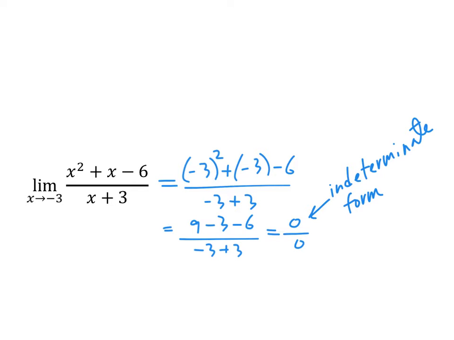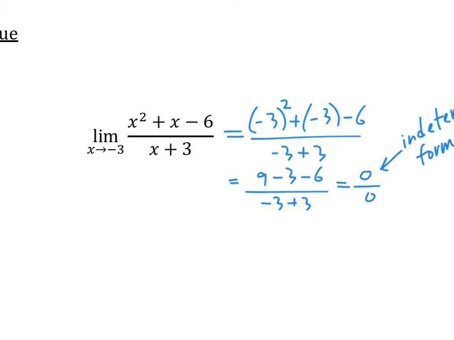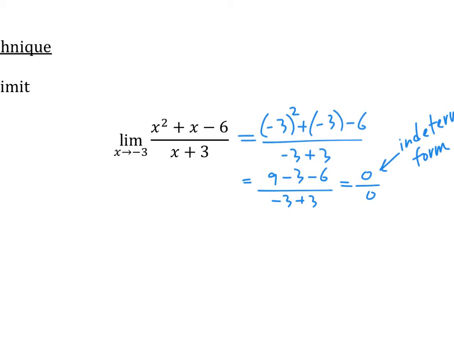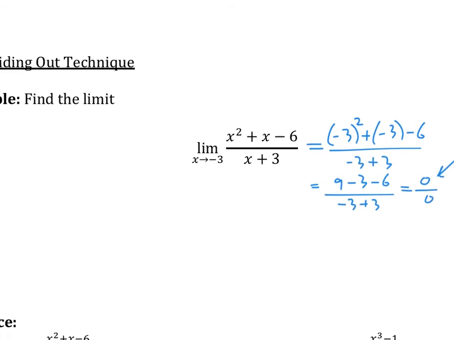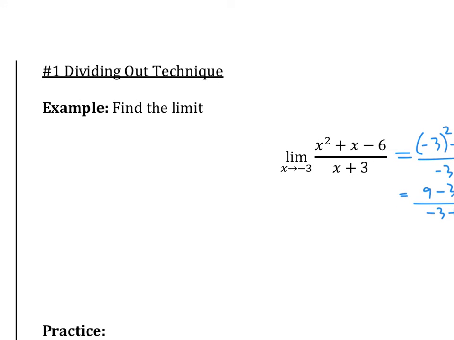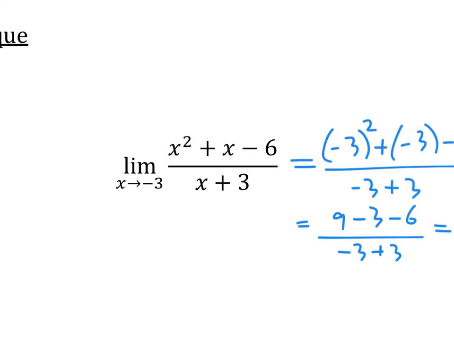So we don't know. What does that mean? It means that there might be a limit, but we don't know at this time. We need to do something different about it so that we can get the limit. 0 over 0 is kind of an indication of a hole, if you remember from Algebra 2. So what can we do to figure out the actual limit? Well, this is called the dividing out technique. Technique number 1.